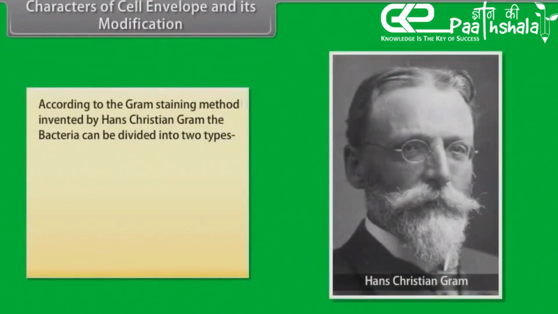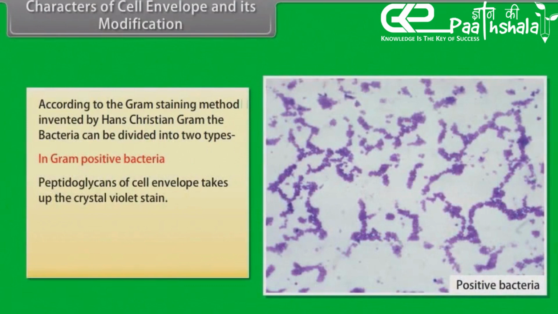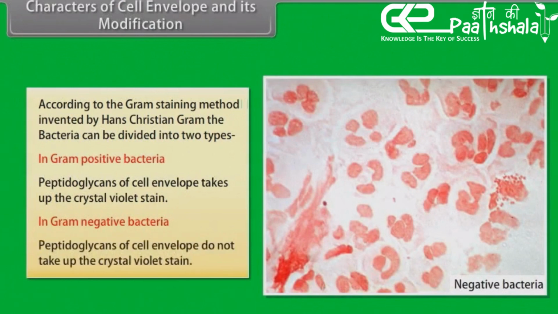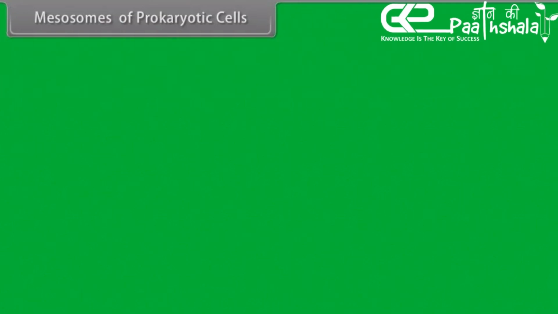According to the Gram staining method invented by Hans Christian Gram, the bacteria can be divided into two types. In Gram-positive bacteria, peptidoglycans of cell envelope takes up the crystal violet stain. In Gram-negative bacteria, peptidoglycans of cell envelope do not take up the crystal violet stain. Mesosomes of prokaryotic cells.